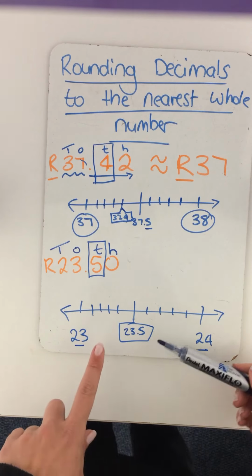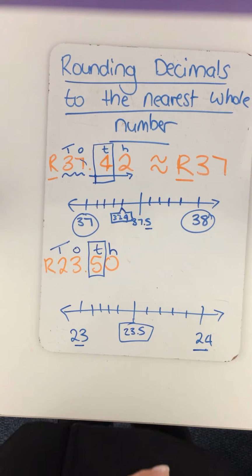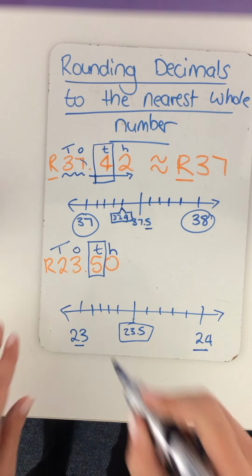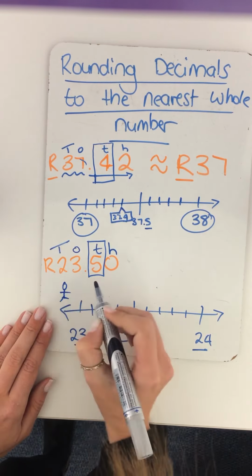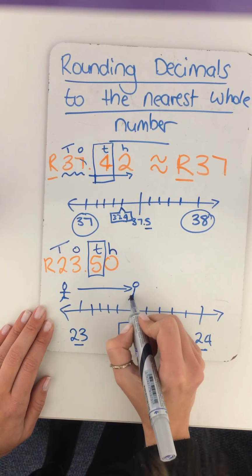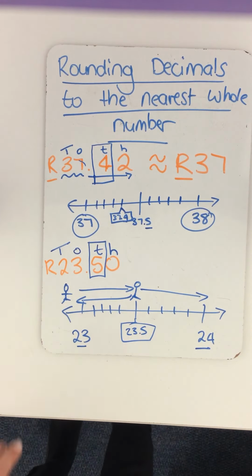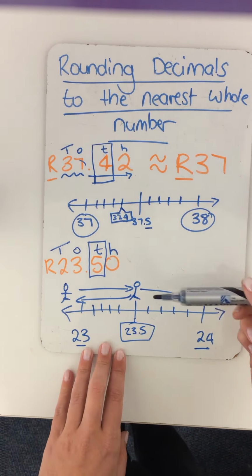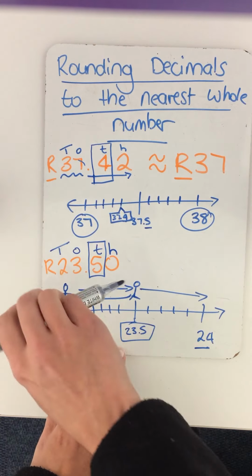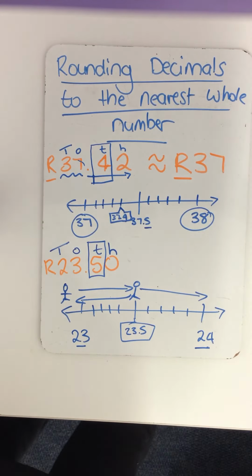So now I need to see 23.5, is it going to go down to 23 or is it going to go up to 24? Now the rule is with the walking man. If the walking man walked to 23.5, would it take a longer time for him to turn around and come back? Or would it be quicker to carry on going straight? In this situation, he's already at 23.5. It's going to take him a long time to turn around and go back. It's quicker if he just carries on going forward. So that means 23.5 goes up to 24.